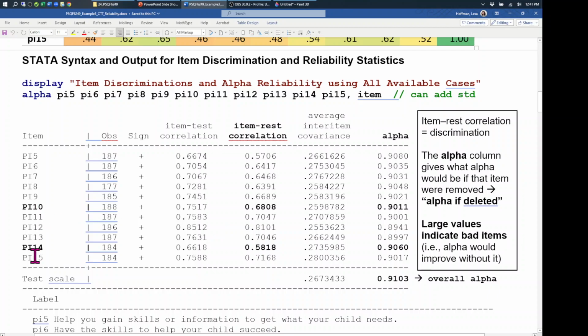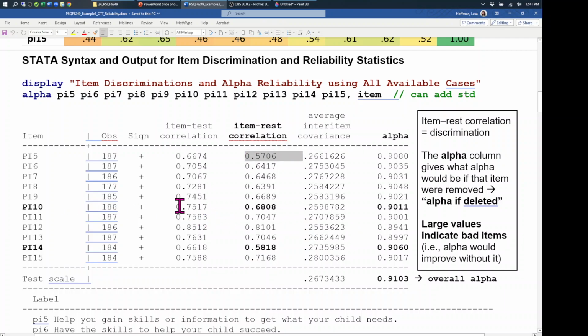However, I did highlight 2 items here, item 10 and item 14, and I asked the class if they saw anything suspicious with respect to those items in this table. And the answer is no, there really isn't. I mean, this one is a little bit lower in terms of its discrimination, but so is that one, and I didn't highlight that one.